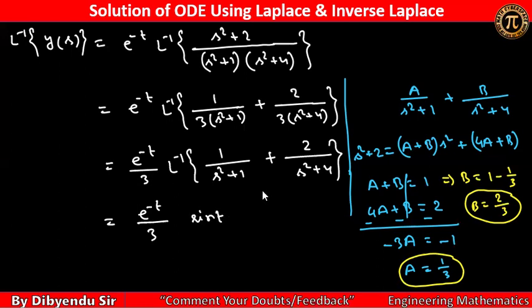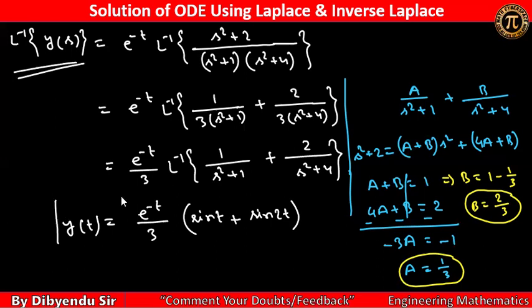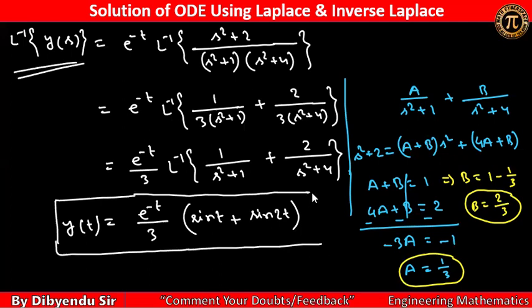Yes, sir. Laplace inverse of 1 by s square plus 1 is sine t, and this is 2 by s square plus 4, that means sine 2t. Okay, and this is here y of t, because the left hand side is Laplace inverse of Y, that means this is your y of t, and this is the solution. y(t) equals e to the power minus t divided by 3 into (sine t plus sine 2t). Clear? So in this way, you have to solve this type of ODE problem.